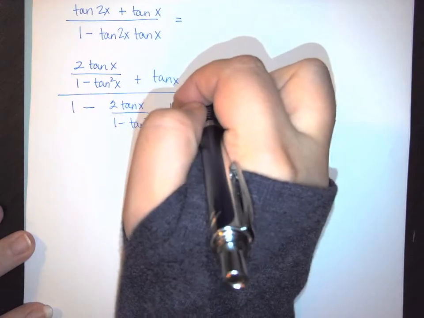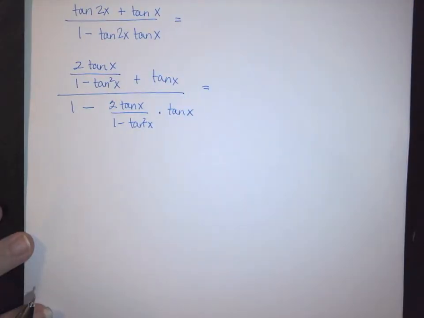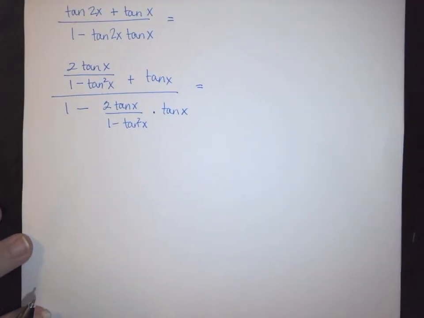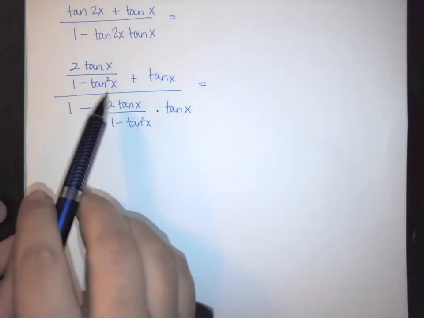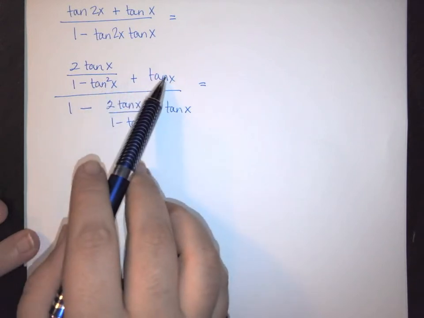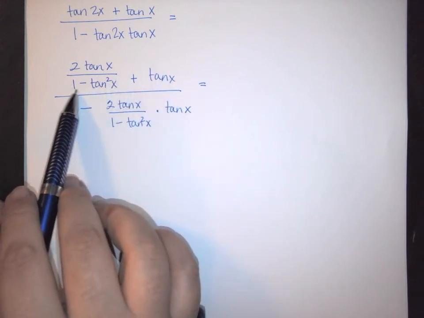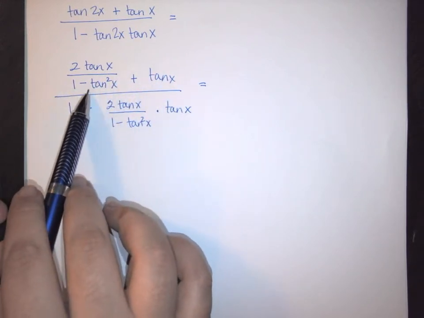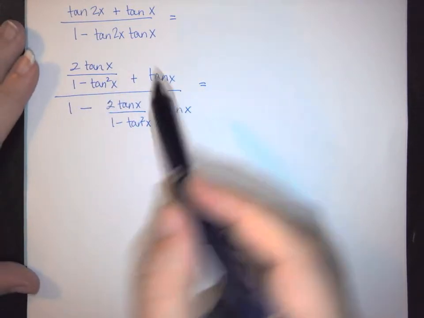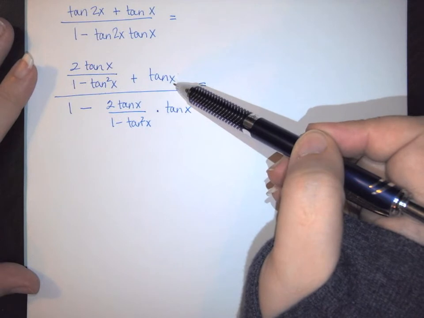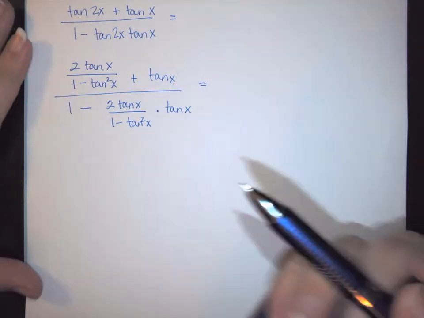Alright, so now I have this whole big mess that I'm hoping is going to equal what I want. So I just have to start combining using my common fraction knowledge. If I look just at the top, I need to have a common denominator here. My common denominator is going to be 1 minus tangent squared of x. So that means I'd have to multiply this side by that denominator.